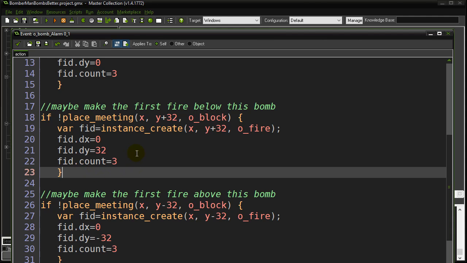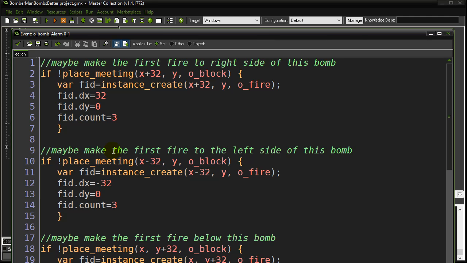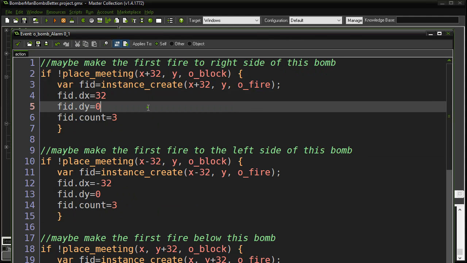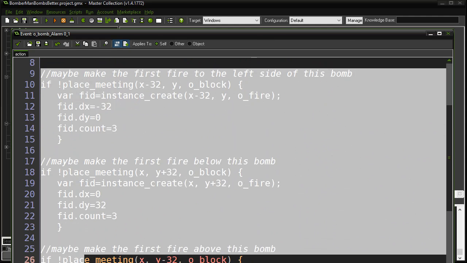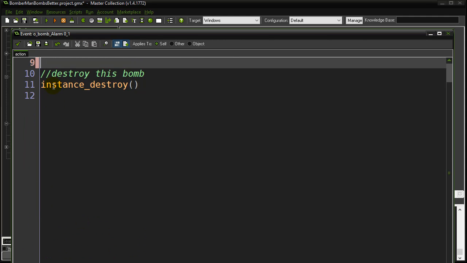I can actually relate this with sines and cosines to help me generate these 32s and zeros and negative 32s without having to have four giant blocks of code. But it will use sines and cosines. So if you're not into that, forget it, this isn't going to be for you. If you're okay with sines and cos, let's go for it. So first thing I'm going to do is take out all those pieces. Now remember to leave destroy the bomb.